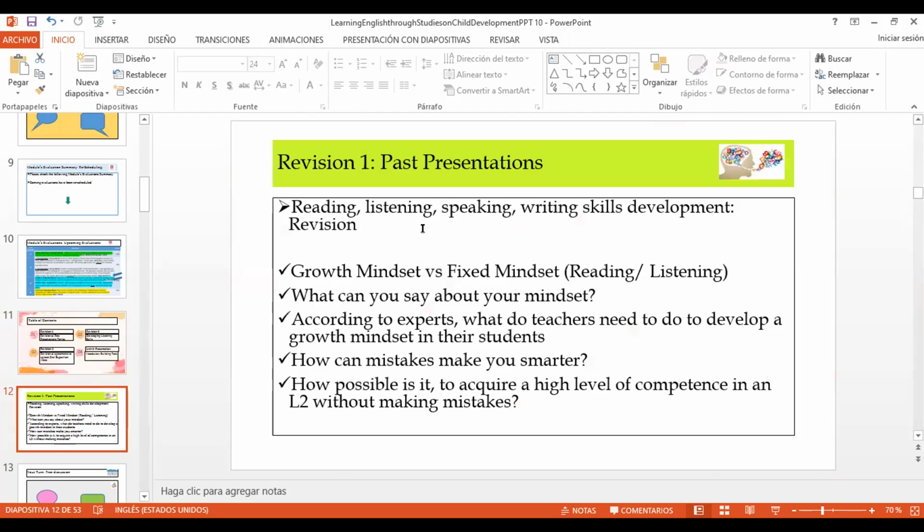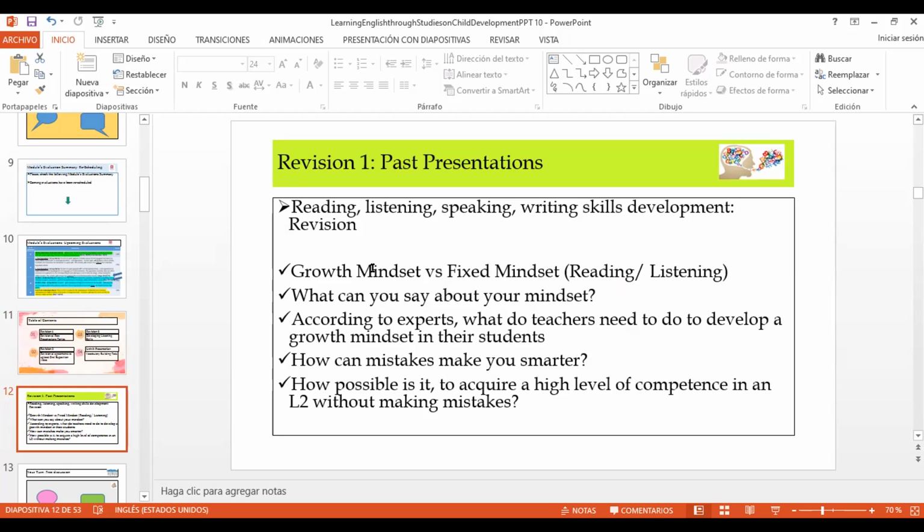Okay. So in the past presentations, for those who have been following past classes, there were lots of topics, the topic of mistakes, remember, and how mistakes can make you smarter, and how it is possible to develop a high level of competence in a language, in a foreign or second language, and considering mistakes within that process. Moreover, that developed into this theory of the growth mindset and the fixed mindset.